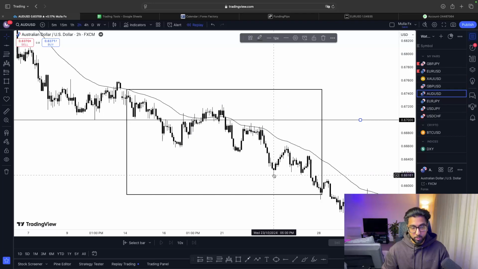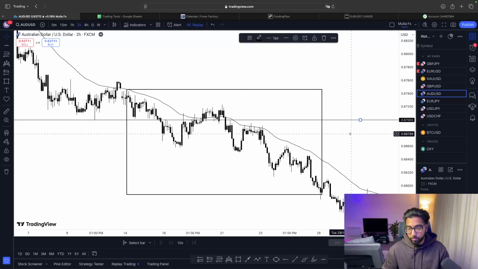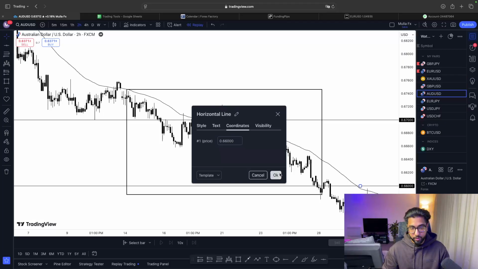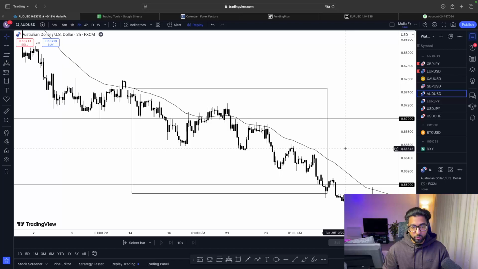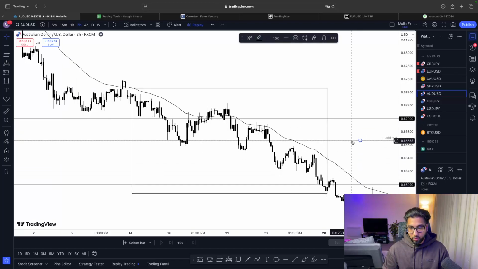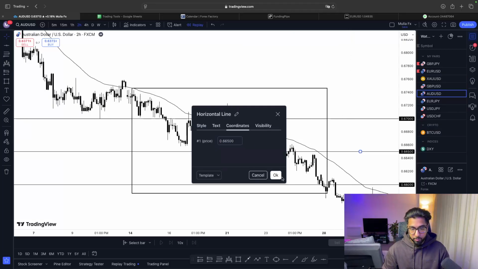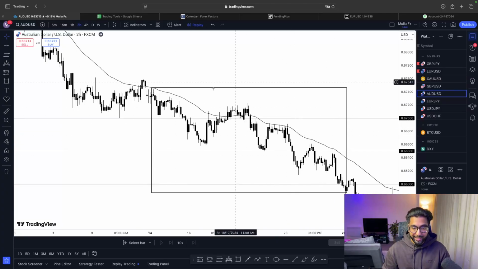0.67. Boom. And then possibly do another one, 0.66. I think 0.66. Oh, no, that's 0.6. 0.66, there we go. And possibly even 0.665 right here. So we drew our key levels. Right, boom, boom, boom. Simple. We want to analyze within this area.